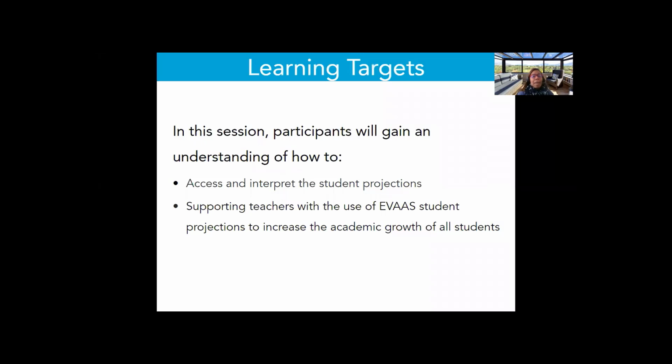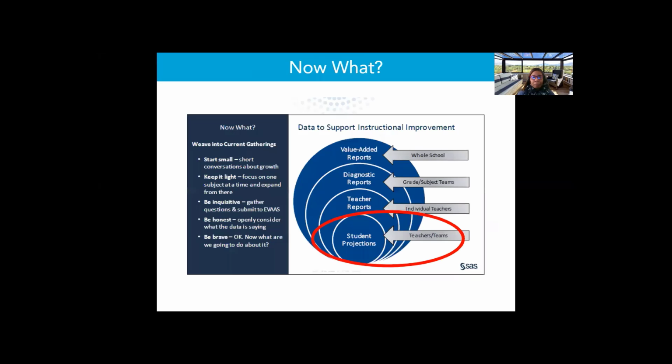There are two main targets that we want you to get out of this short session. One, accessing and interpreting the student projections. How do I access them? How do I read them? And two, how do I support teachers in using the EVAAS projections to increase academic growth for all of their students? Those are our two main objectives for our time together today.